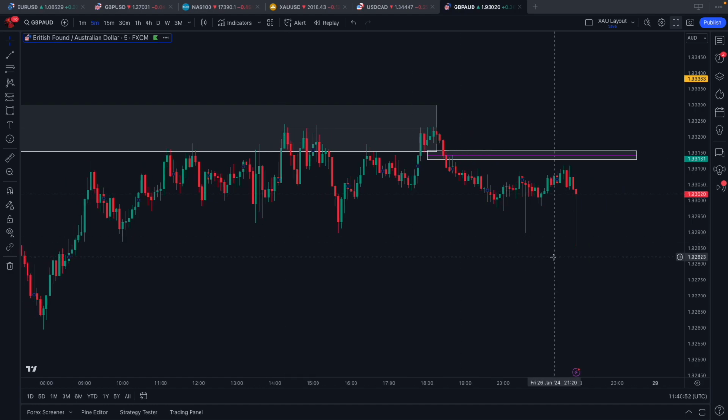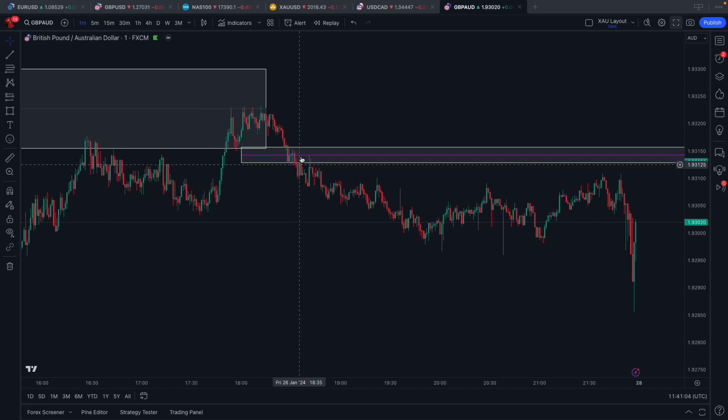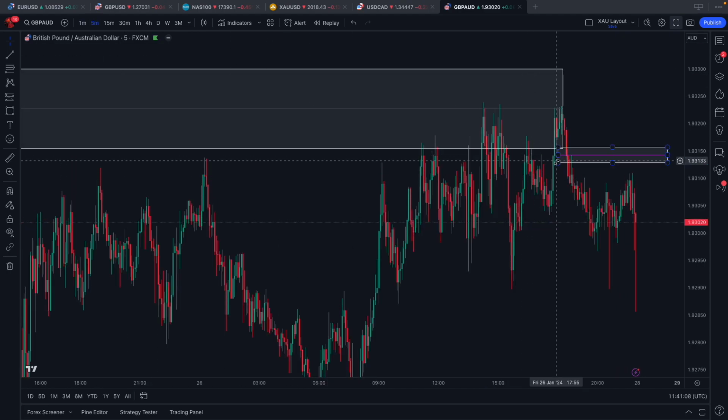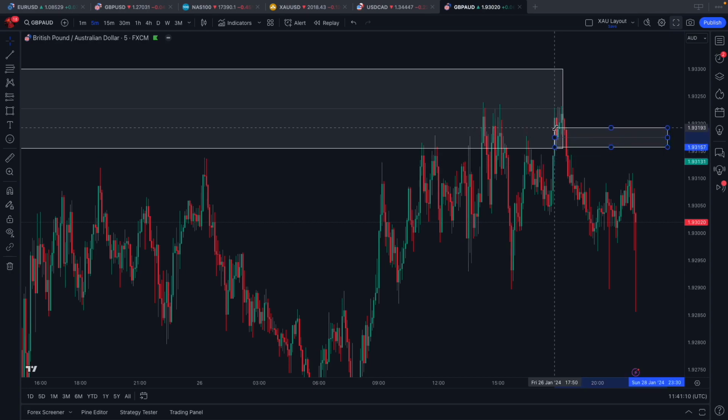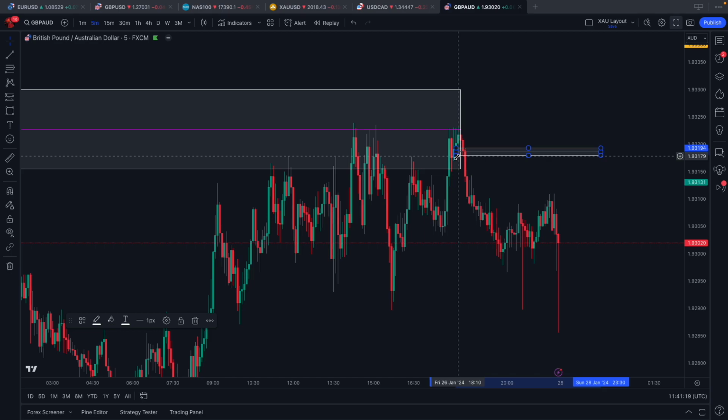Now, as we go down to the 5 minutes, you can see that we are given another area of interest here. You can see how this looks to have been mitigated by this green wick. If we just go down to the 1 minute time frames, we can get confirmation that yes, that area has been mitigated. So what I'm going to do is move this up, and I'd love to see price trade us all the way up and into this here. This allows us to get a very refined entry, and then we can look to obviously take part in short.